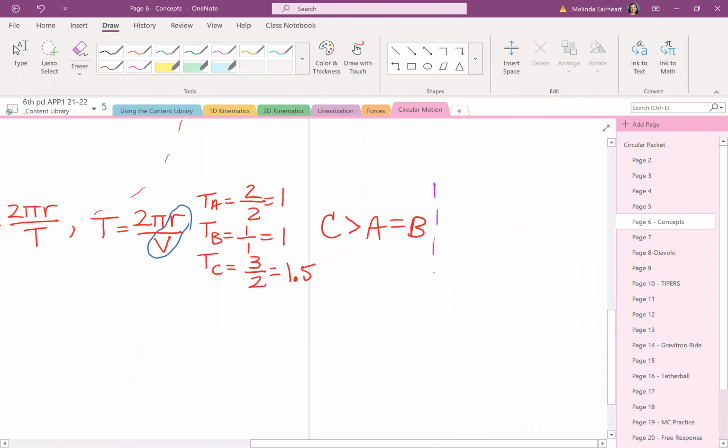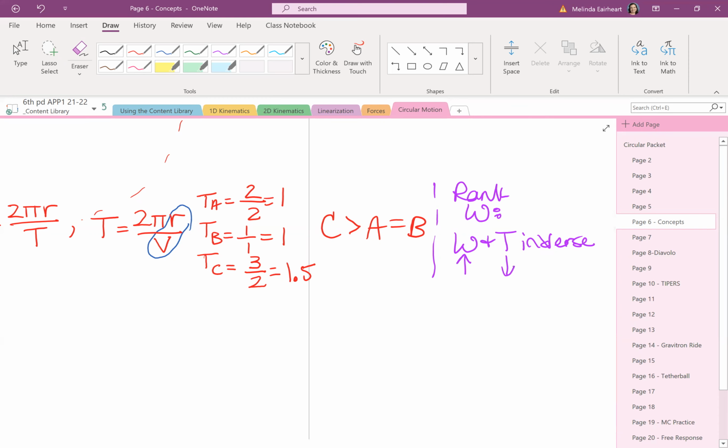And so I'm just adding it because we can. If they wanted to rank omega, omega and T have an inverse relationship. And so the one with the greatest omega or angular speed would take the least amount of time. So your ranking would not be C is greater. It would be A and B are greater than C. Feel okay?